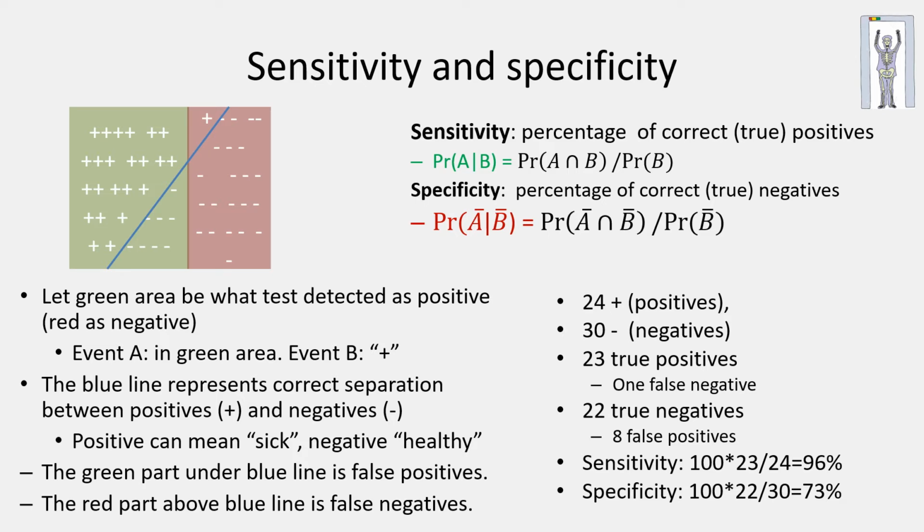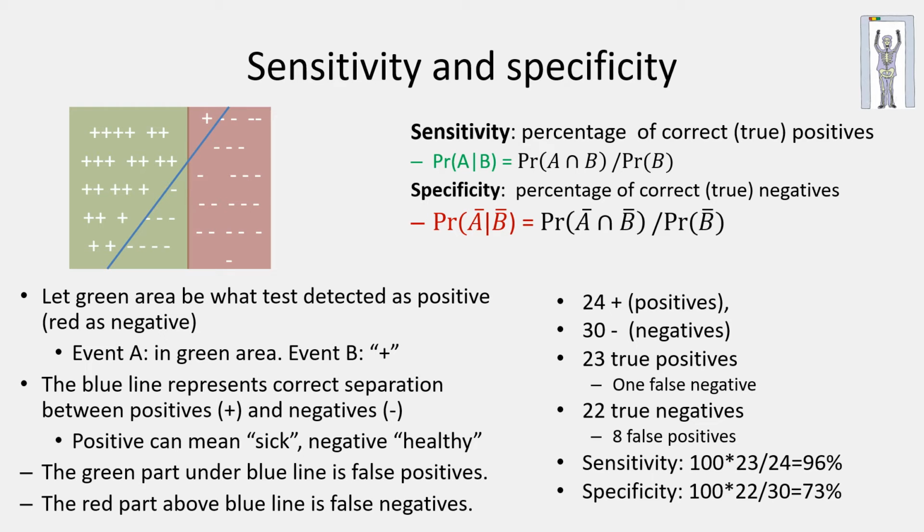So now what about specificity? How many negatives do we have? We have 22 negatives, but on 8 of them, our test says that they are positives. 8 of the minuses are in the green side. So the specificity of our test, the test that's separating that area into green and red, is 73%.